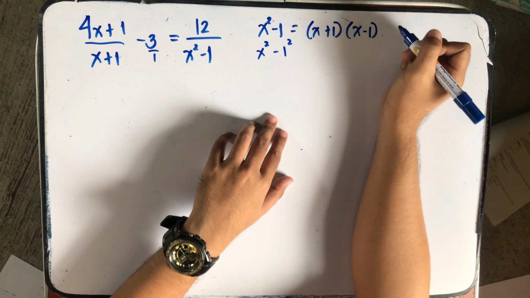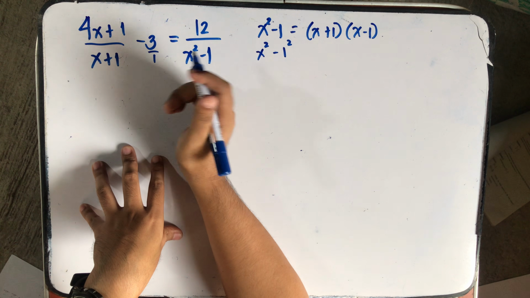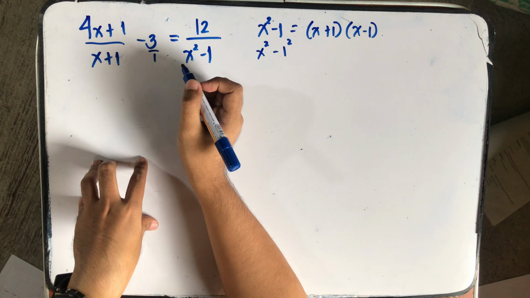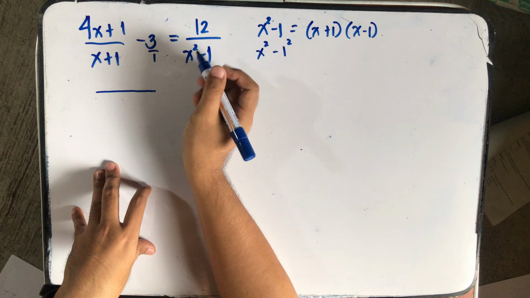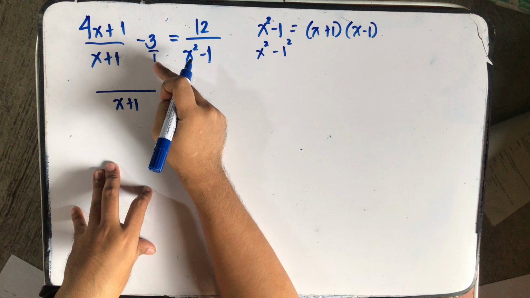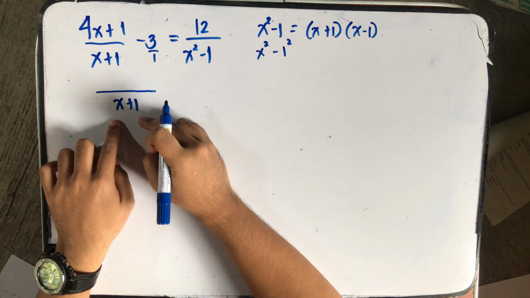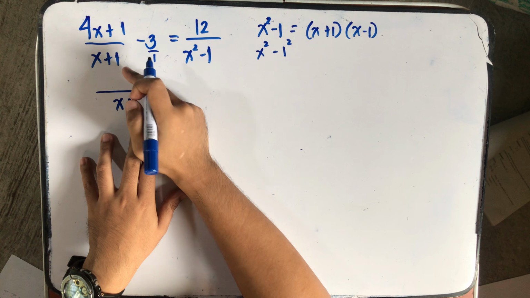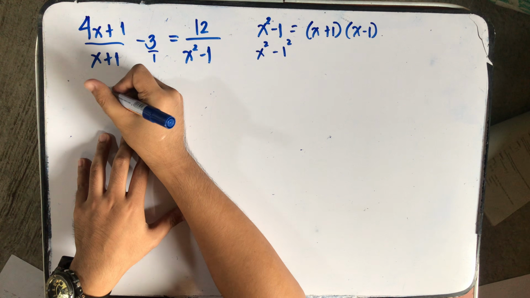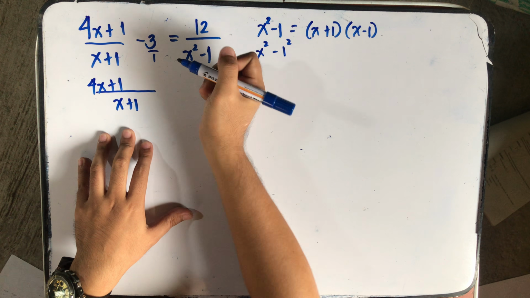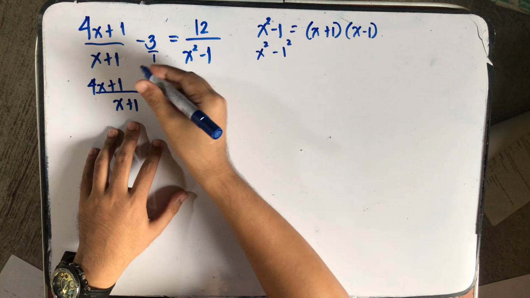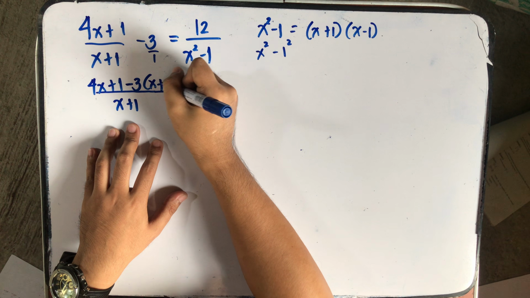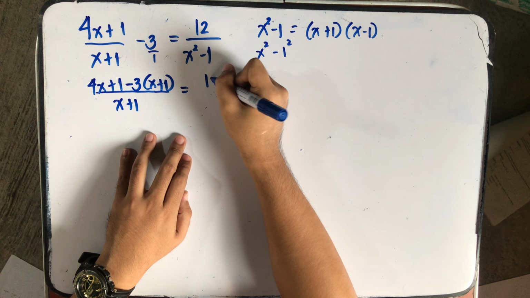So, if I will be solving this, all I have to do is to get the LCD. For the LCD of the left side, that becomes x + 1 since the denominator of 3 is just 1. So we don't need to multiply x + 1 by 1. x + 1 divided by x + 1 is just 1 times the numerator, so that is 4x + 1. x + 1 divided by 1 is x + 1 times negative 3. So that becomes negative 3 times the quantity (x + 1), which is now equal to 12 over.